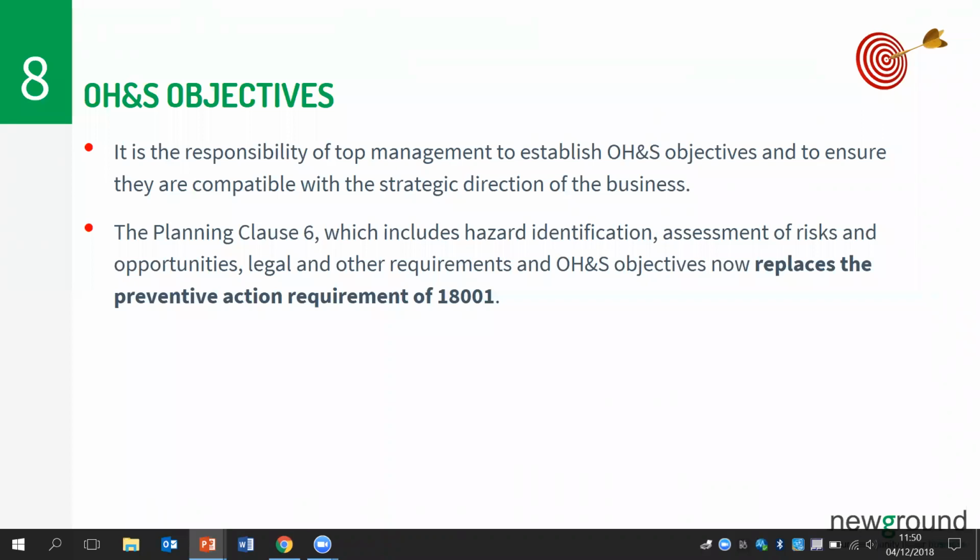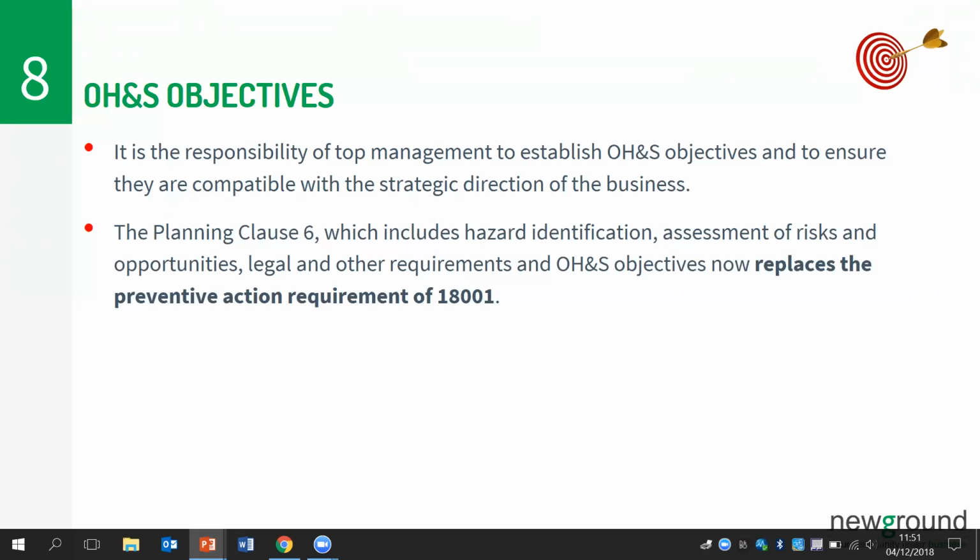There are also a couple of other important points to note on objectives. It is the responsibility of top management to ensure that objectives have been established and to ensure that they are compatible with the strategic direction of the business. So that requirement comes under the leadership clause 5 and is quite explicit in its requirement that top management must establish the safety objectives.